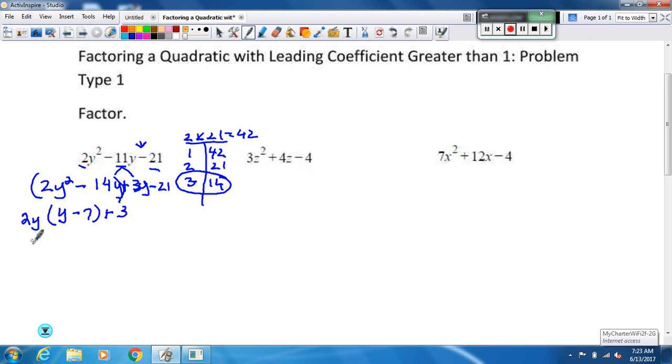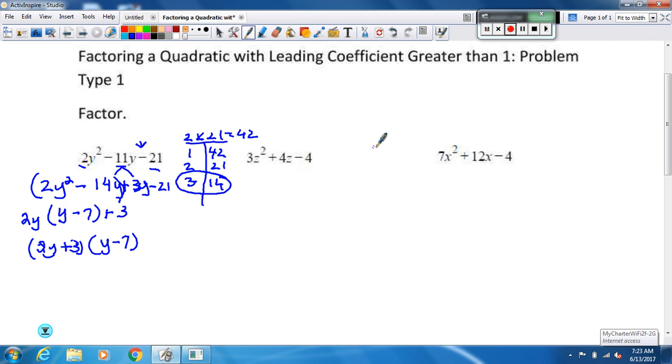So then you put your answer together. Whatever's outside the parentheses goes together, and then what they had in common, and you're done. So that one is 2y plus 3 times y minus 7.